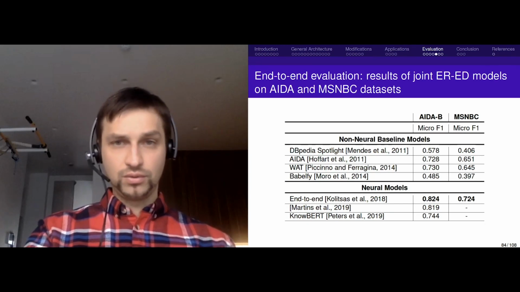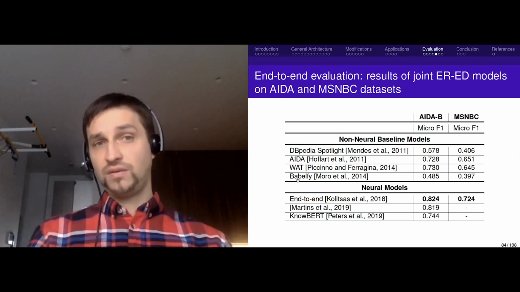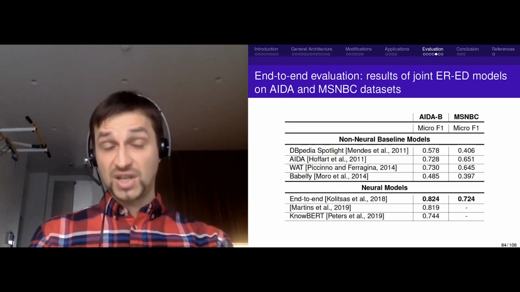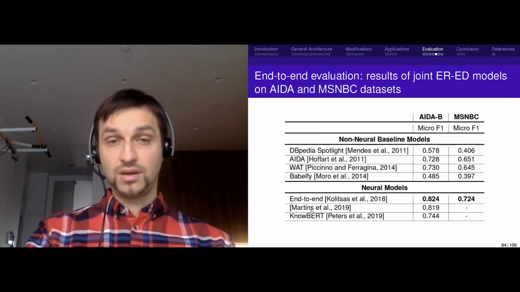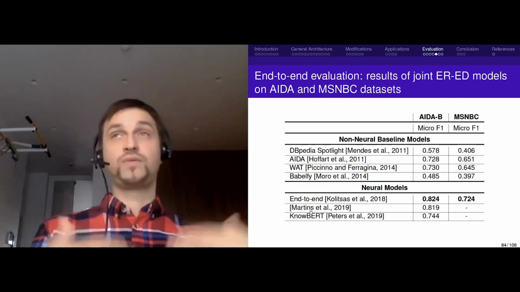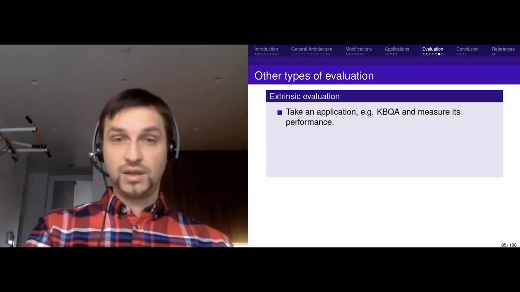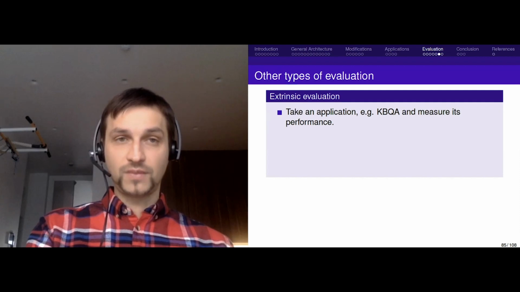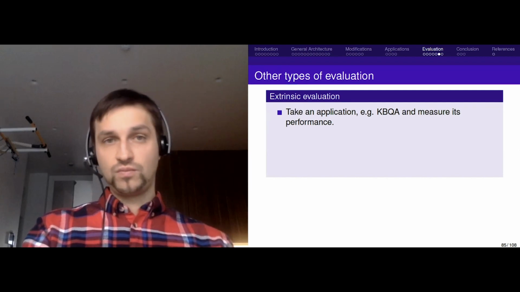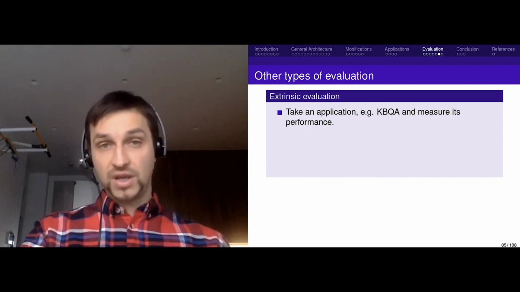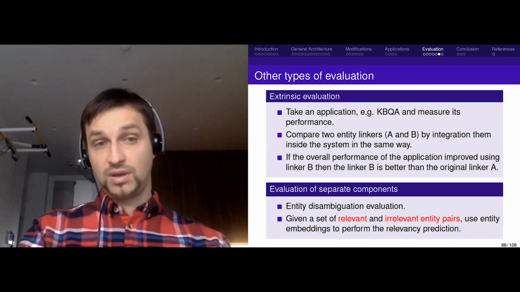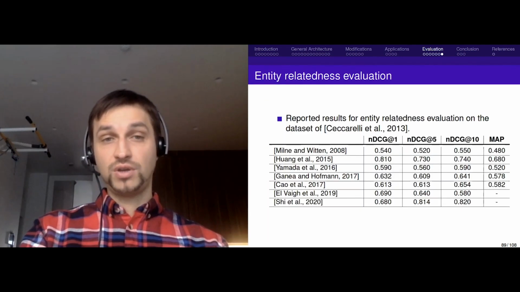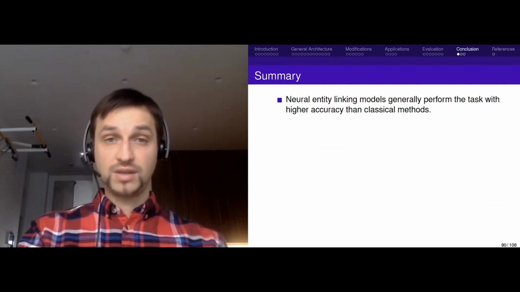I'm going to say also that end-to-end evaluation is much more rare. There are much fewer end-to-end systems and much fewer results. The previous big table was for disambiguation; if you take entity evaluation, it's very rare. Of course you can use application-based evaluation. That's great. You can also evaluate separate components such as entity evaluation, like it was done in some studies.